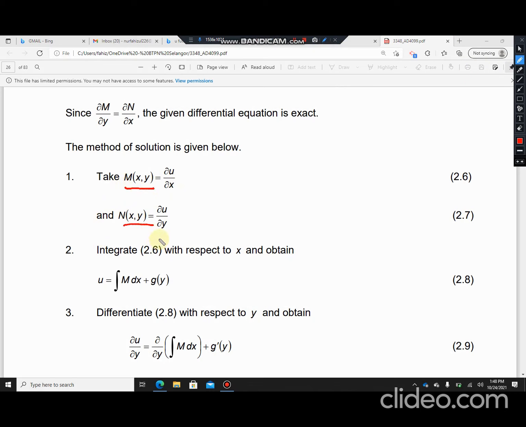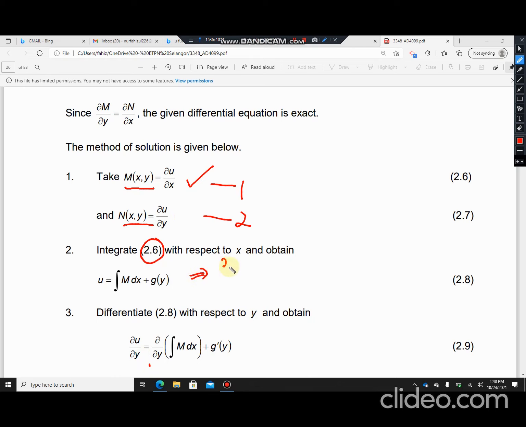Okay, kalau kat sini dia kata integrate 2.6, it means that dia ambil yang ni. Since kita ada satu equation 2.6 dengan 2.7, so sebenarnya kita boleh ambil salah satu. Kalau awak nak ambil yang ni, maknanya dalam ni, integrate 2.6 dia ambil ni. 2.6 maknanya step dia macam ni. Kalau kita ambil 2.7, dia akan beza sikit.